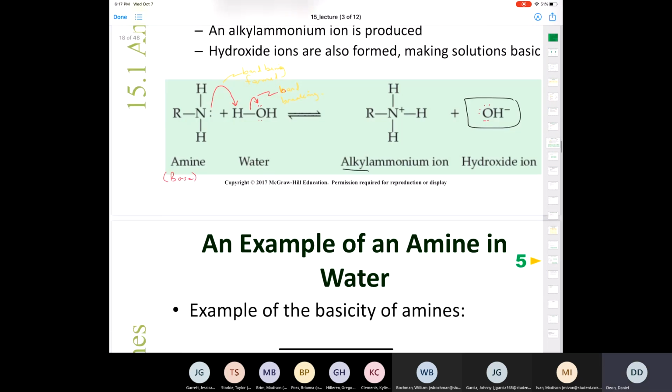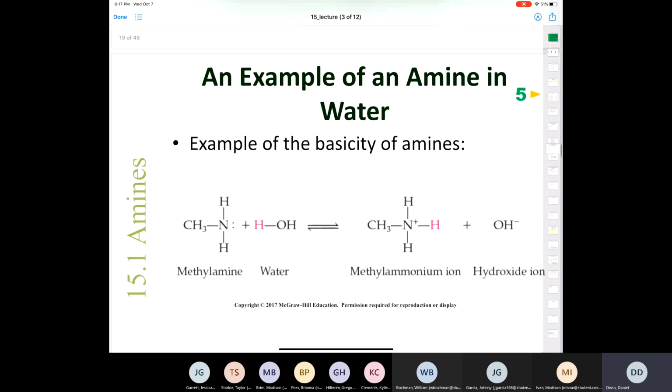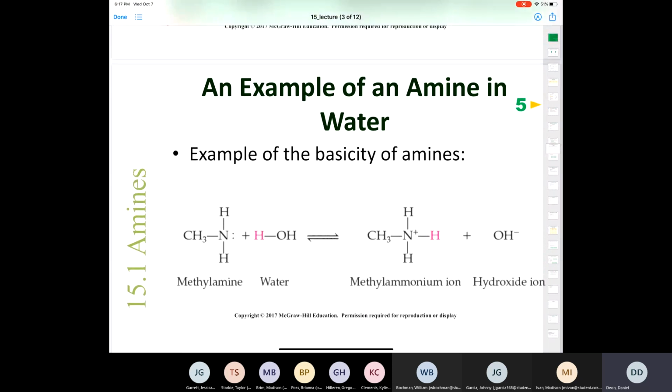All right, so amines as bases. Here's an example. It's a simple example, but a good one nonetheless, of an amine and how it would behave in water. We take methylamine, which has a very fishy odor. Okay, it smells like rotten fish. If you take methylamine and you put it in water, again, I'll show you the curved arrows.